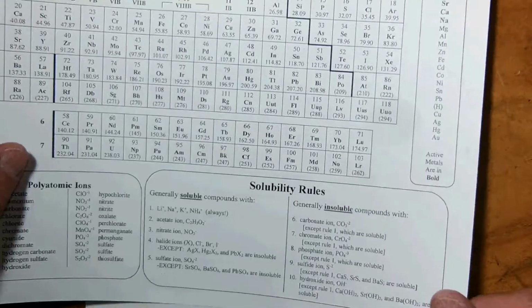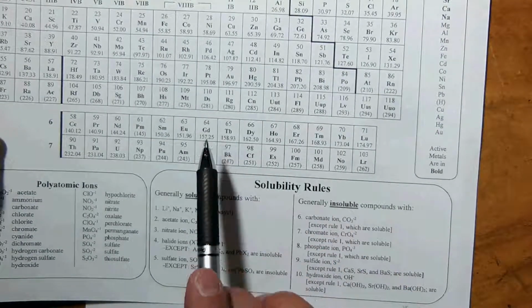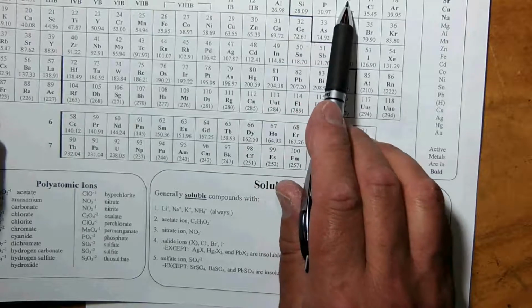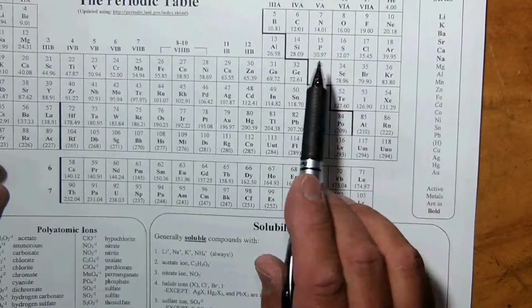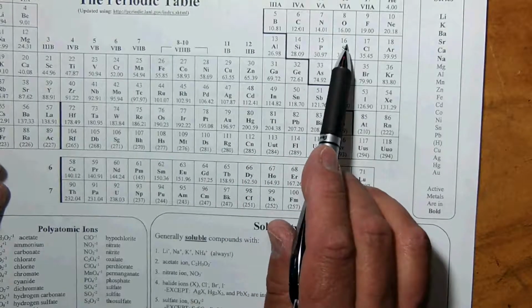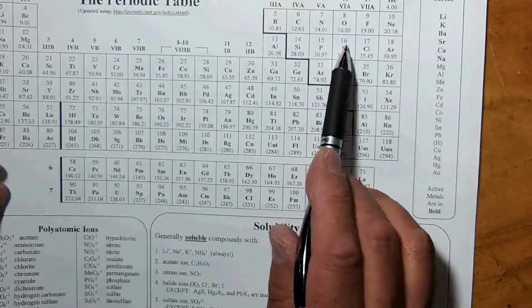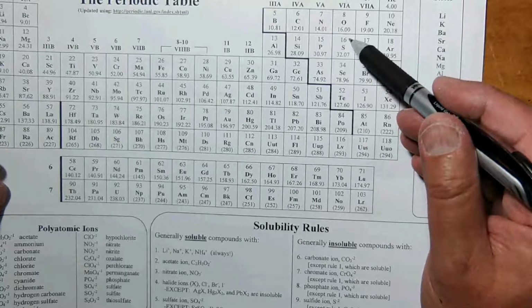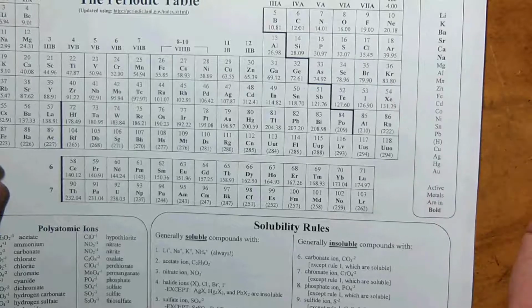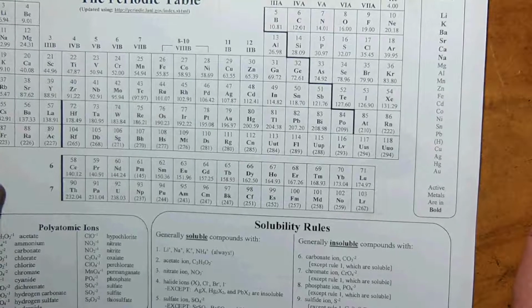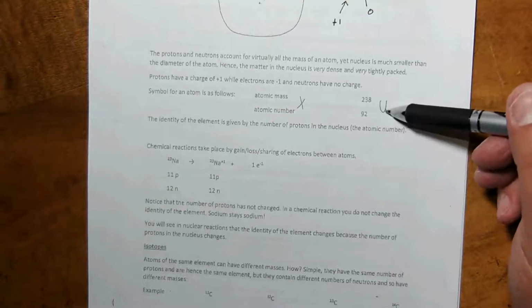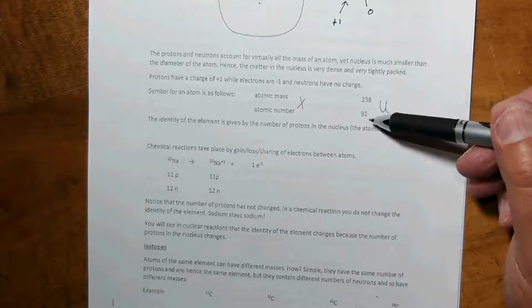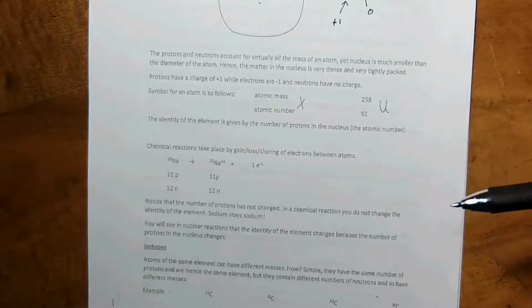So you remember the atomic numbers are the whole counting numbers: 13, 14, 15, 16. Those are your atomic numbers. So this is saying that an atom of sulfur contains 16 protons, whereas this atom of uranium contains 92 protons.